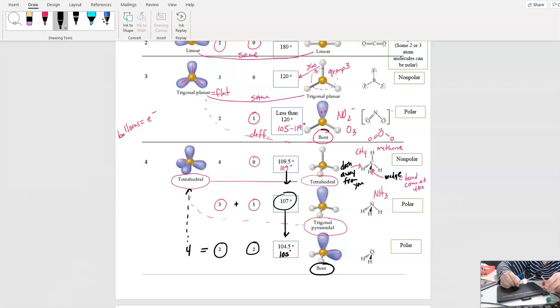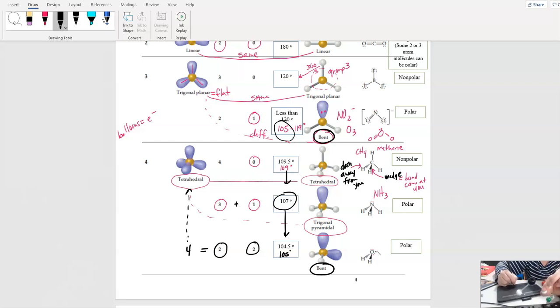Notice right here for bent, for 3 regions, and for 4, same shape name, but this one has 4 regions, this one has 3. The bond angle is about the same, 105, except this one you get a little bit more leeway because you can have anything between 105 to 119. And water is the true one. That is the one that will always remind you that it's bent, okay?